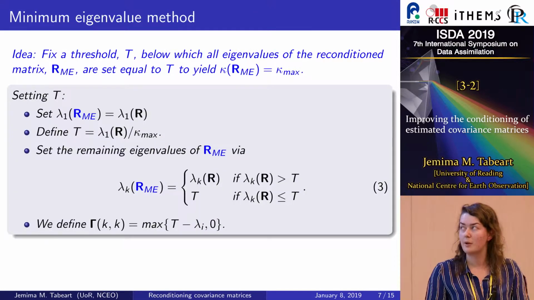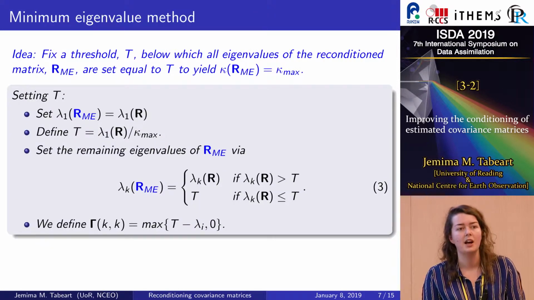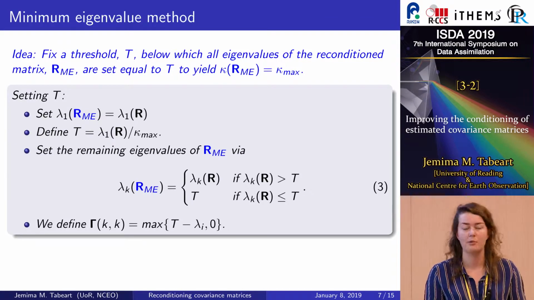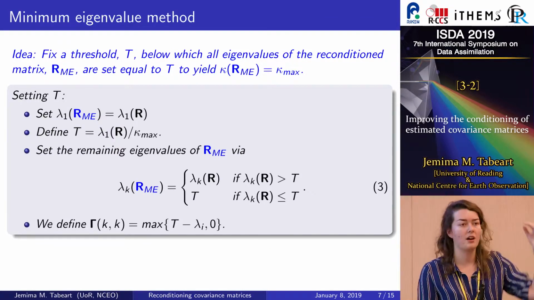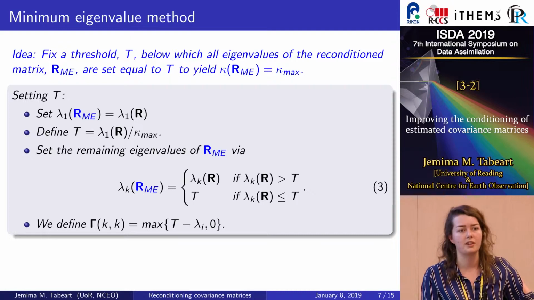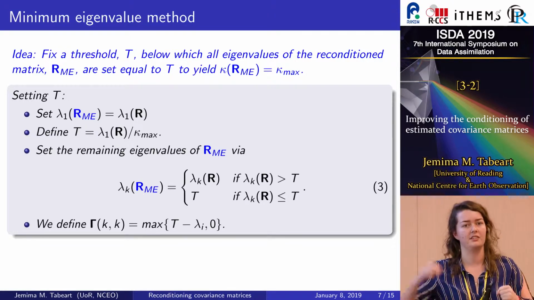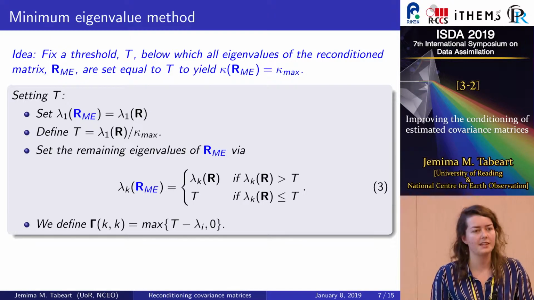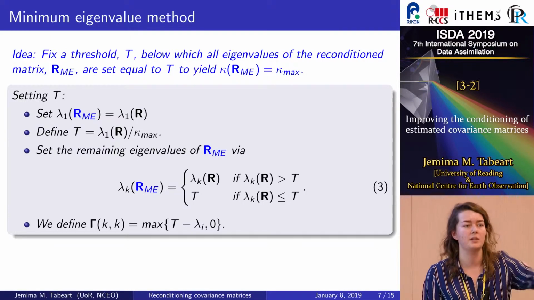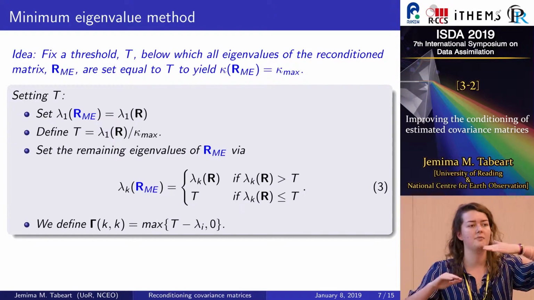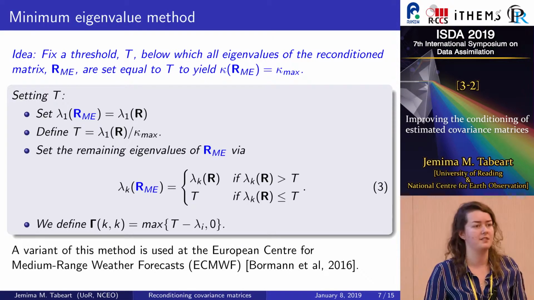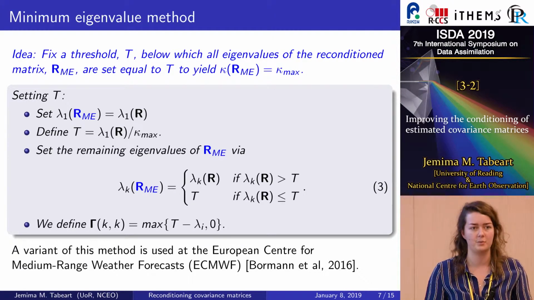OK, the second method, the minimum eigenvalue method, we have this threshold t, below which everything is set equal to that threshold. And again, the threshold is chosen so that we get the target condition number kappa max. So we keep our maximum eigenvalue fixed. We find our threshold. We apply our rule: is it larger, it stays the same. Is it smaller, it's the threshold. And a final definition, gamma is basically the difference between our threshold and our small eigenvalues. So it measures how much change we're making at the lower part of the spectrum. And a variation of this method is used at ECMWF. So that's why we're looking at these two methods.